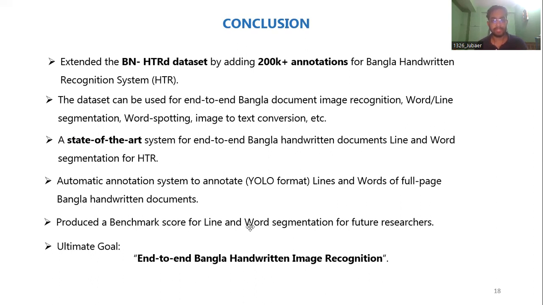If we summarize our presentation, we have extended the BN-STR dataset by adding 200K plus annotations for Bangla handwritten recognition. The dataset can be used for end-to-end Bangla handwritten document image recognition, word and line segmentation, word spotting, image to text conversion, etc. A state-of-the-art system for end-to-end Bangla handwritten document image, line, and word segmentation for STR has been developed by us. We also built an automatic annotation system to annotate lines and words of full Bangla handwritten documents, which is of course in YOLO format, and we produce a benchmark score for line and word segmentation for future researchers. So our ultimate goal is to create an end-to-end Bangla handwritten image recognition system.